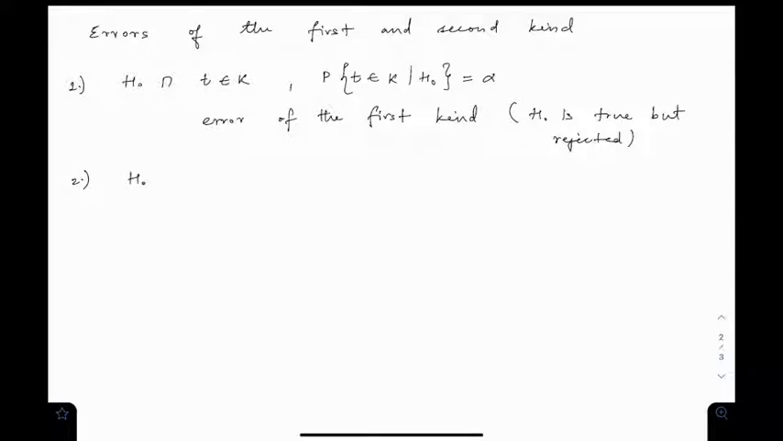The second one is an intersection of H0 being true, but t not belonging to the critical region. So the probability for t not belonging to K given H0 is 1 minus alpha. In this case, H0 is true and accepted.